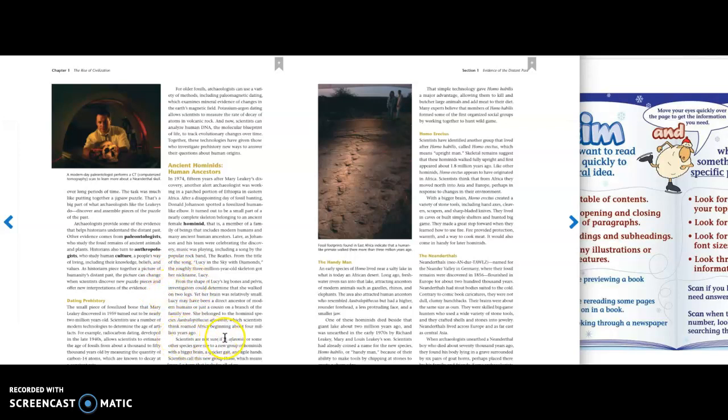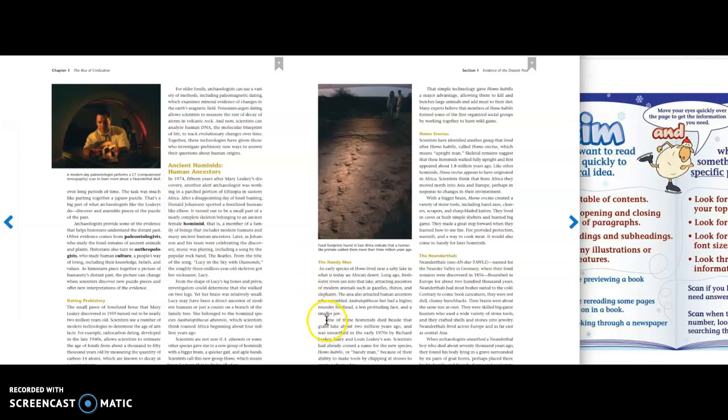Scientists are not sure if Afarensis or some other species gave rise to a new group of hominids with a bigger brain, a quicker gait, and agile hands. We could use annotation to kind of write this up, try to figure out what is being said. What about the handyman? An early species of Homo lived near a salty lake in what is today an African desert. Ooh, that goes along with what we learned in this area.